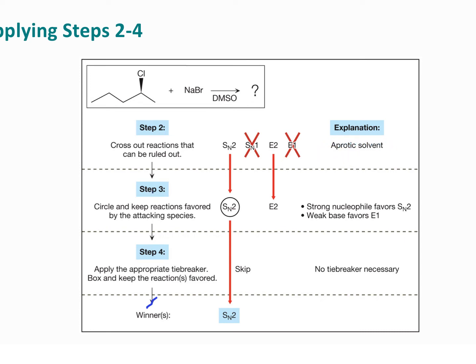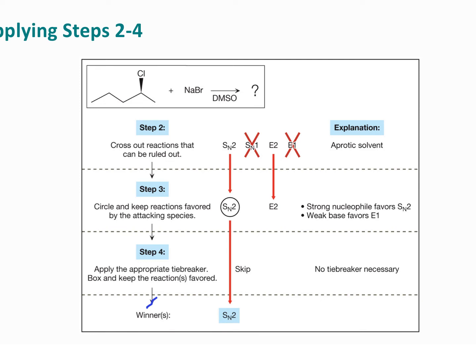And then step 3, circle and keep reactions that are favored by the attacking species. Well, SN2 was favored, right? Because it was a strong nucleophile, but it was also a weak base. So a weak base favors E1. And so we could say, hey, look, it's probably not going to be E2, it's going to be SN2. Then we can apply tiebreakers, and there was no tiebreaker that was necessary because the SN2 was the only thing that was left. So that's our winner here.